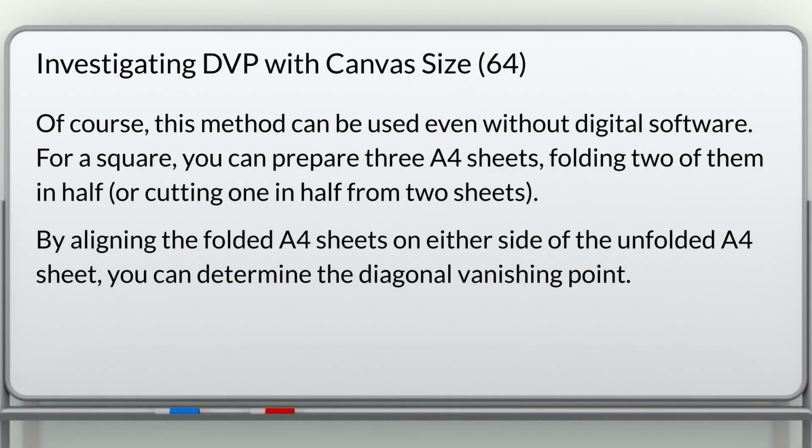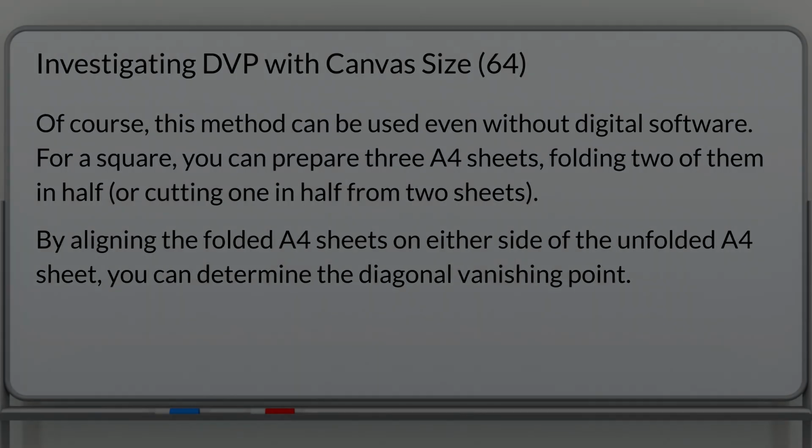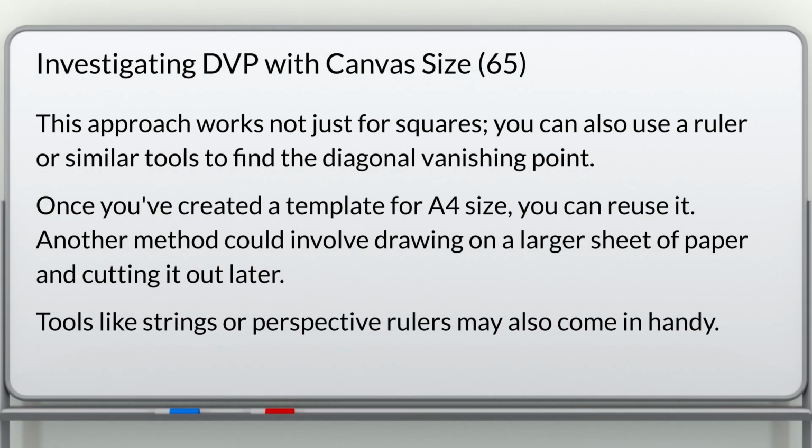Of course, this method can be used even without digital software. For a square, you can prepare 3 A4 sheets, folding 2 of them in half. By aligning the folded A4 sheets on either side of the unfolded A4 sheet, you can determine the diagonal vanishing point. This approach works not just for squares, you can also use a ruler or similar tools to find the diagonal vanishing point. Once you've created a template for A4 size, you can reuse it. Another method could involve drawing on a larger sheet of paper and cutting it out later. Tools like strings or perspective rulers may also come in handy.